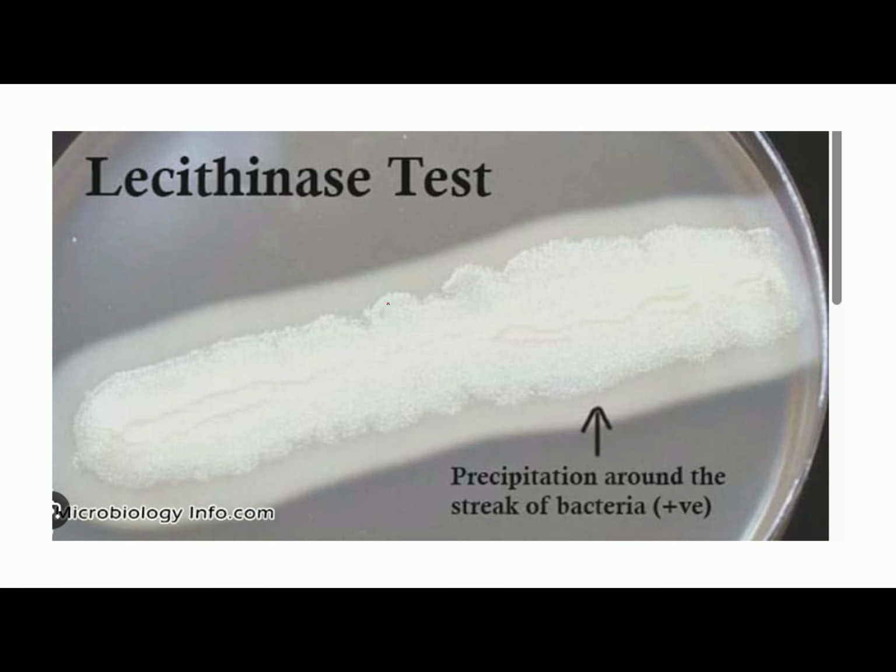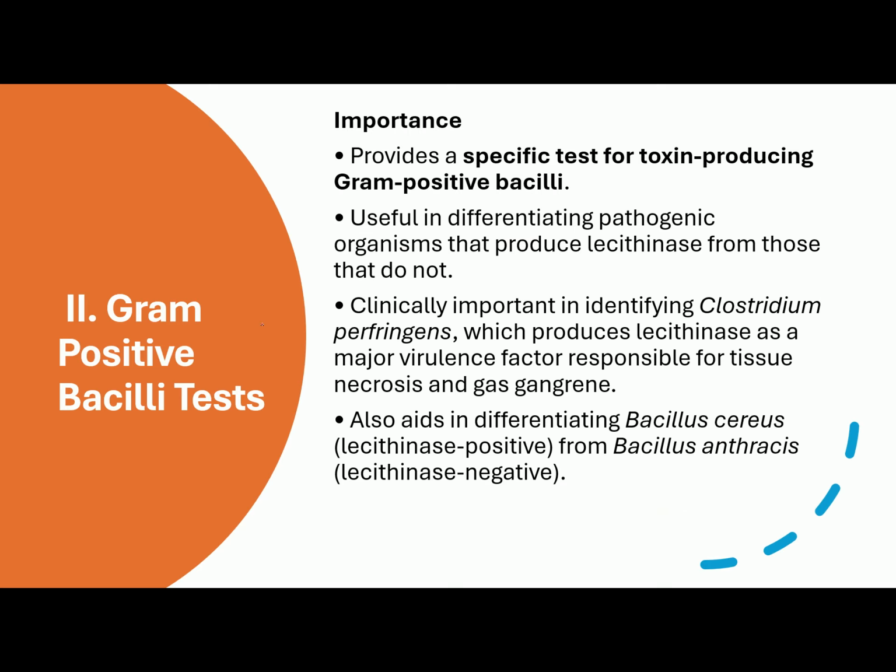So ito siya. So this is the colony that was streaked, class. Now if you take a look at the surrounding, there's opacity signifying a positive result. Provides a specific test for toxin-producing gram-positive bacilli, used in differentiating pathogenic organisms that produce lecithinase.